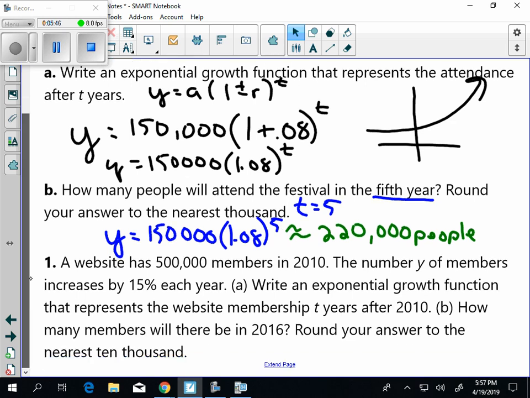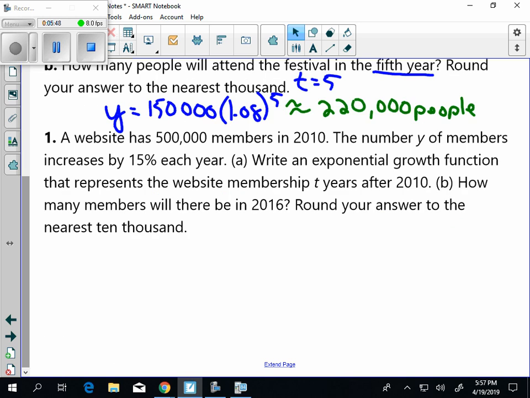I want you to quickly do another question that's almost identical to this. Question 1 says, a website has 500,000 members in 2010. The number y of members increases by 15% each year. A: write an exponential growth function that represents the website's membership t years after 2010. B says, how many members will there be in 2016? Round your answer to the nearest 10,000. Almost identical to what we just did. I would like you to pause the video right now and give this a try.